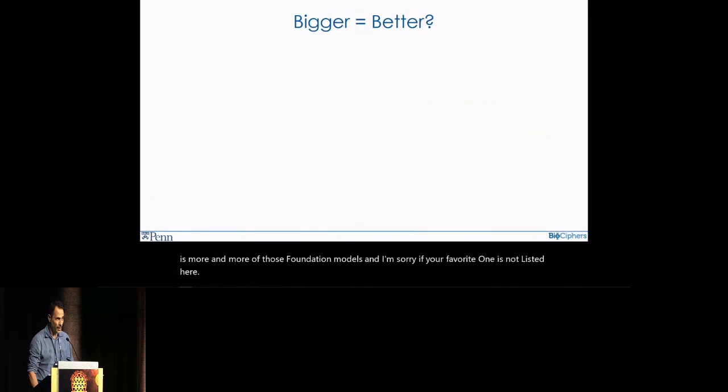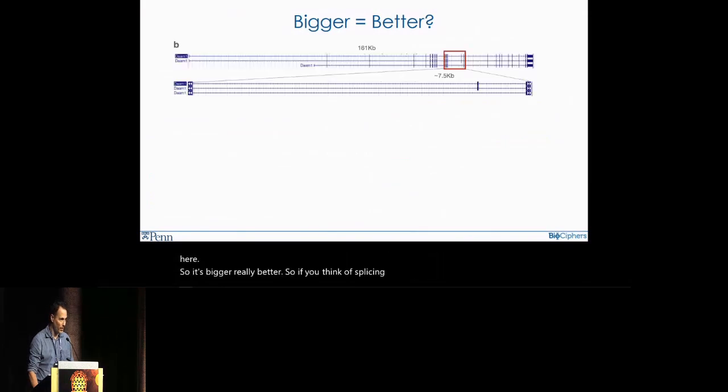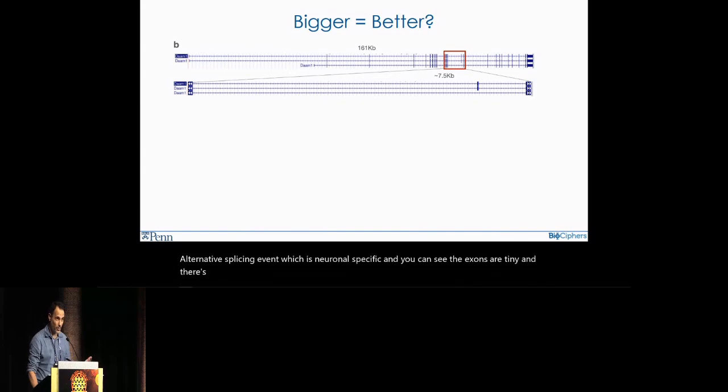So is bigger really better? If you think of splicing, here's an example of a 160 kb gene, and this is a 7.5 kb alternative splicing event, which is neuronal specific. You can see the exons are tiny, and those regulatory elements that I told you about are in close proximity, but we're learning those huge models over everything. So the question is, is that useful or not?